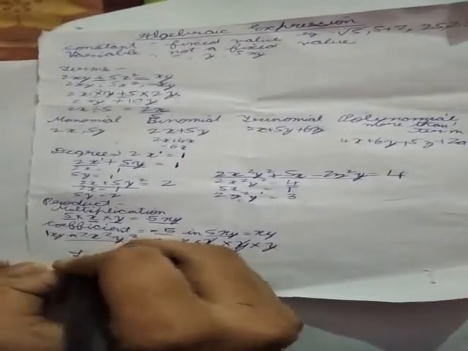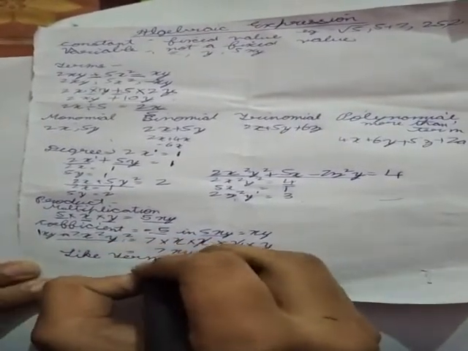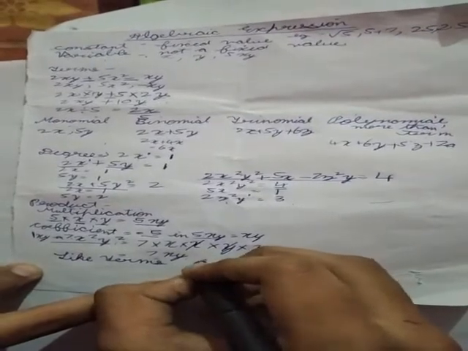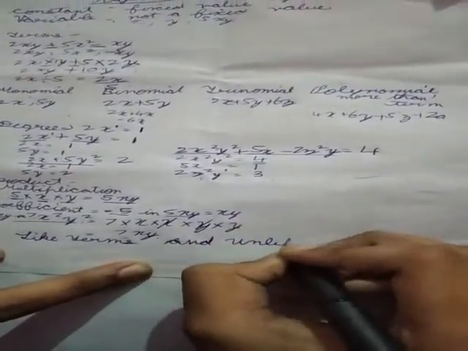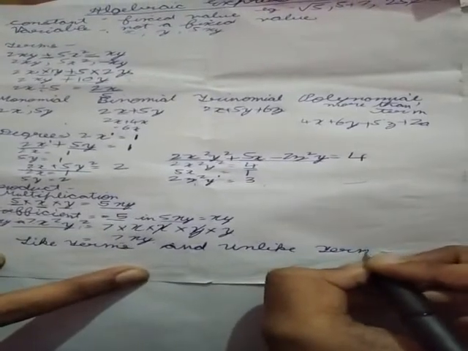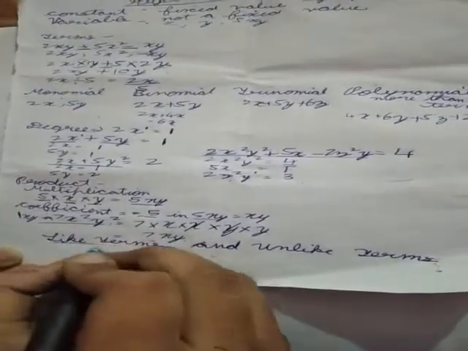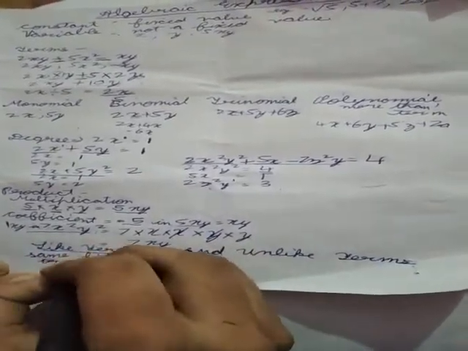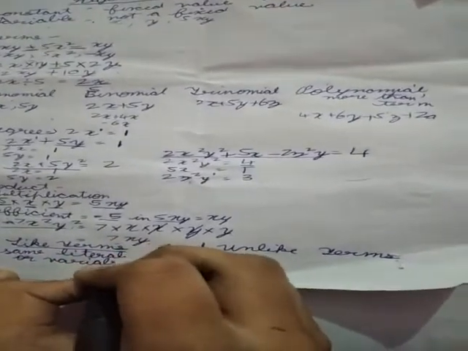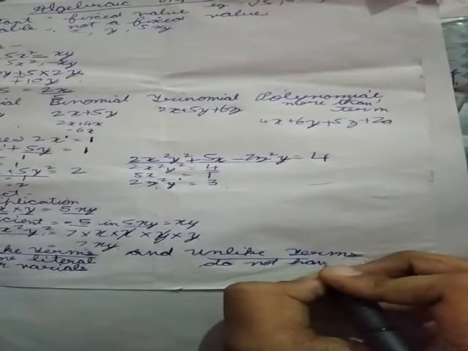Let's see what are like terms and what are unlike terms. The terms having the same literals or variables are called like terms, and unlike terms are those which do not have the same literals or variables.